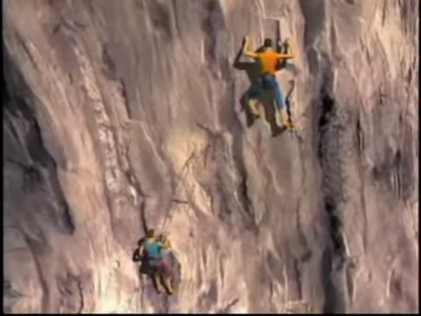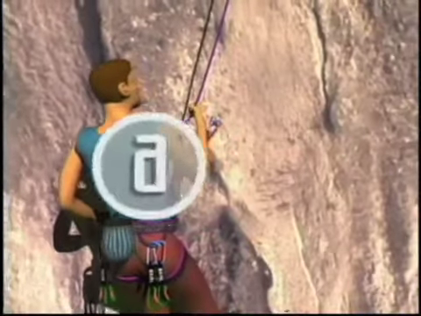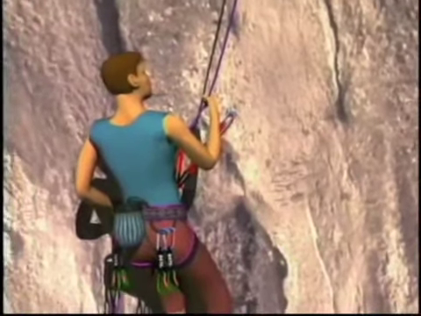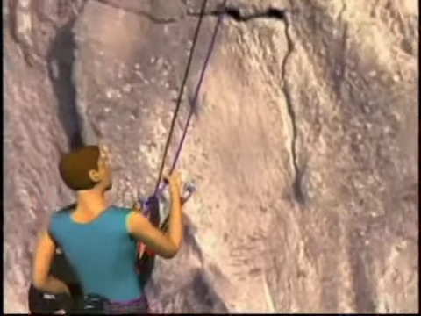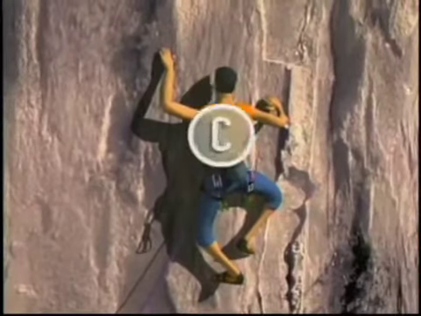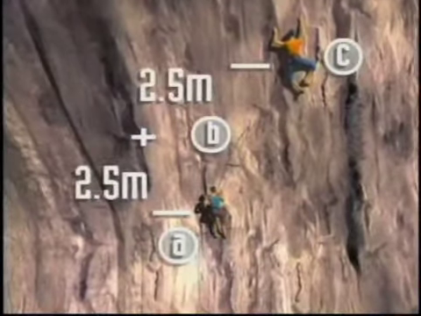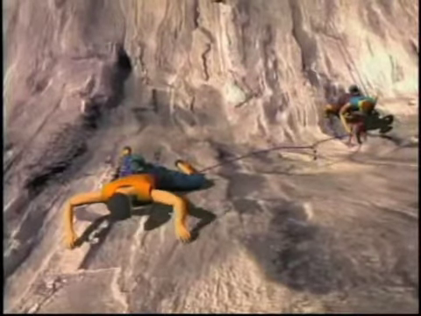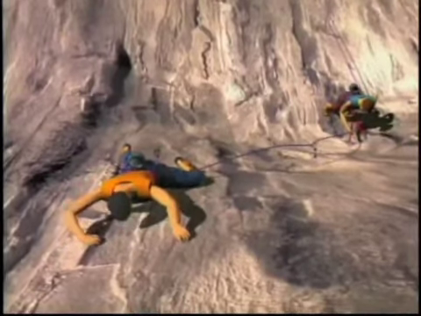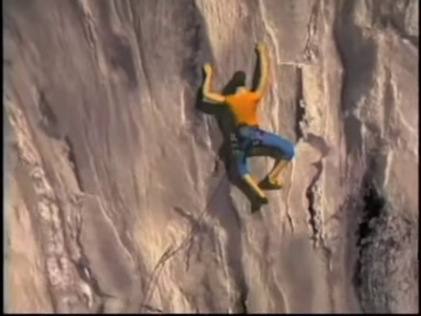Here are two examples. In this first case, the belayer is at point A. The runner is situated 2.5 meters above him, that's at point B. The climber continues up his route and reaches point C, situated 2.5 meters above the runner. The climber falls.